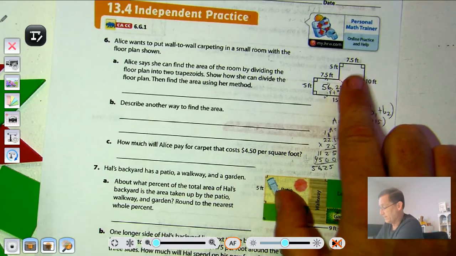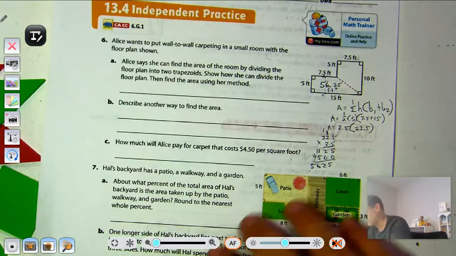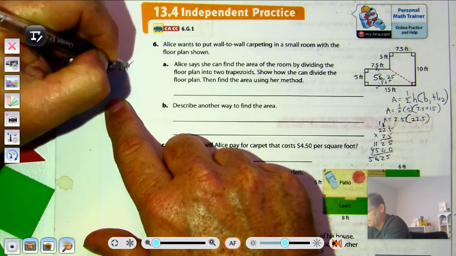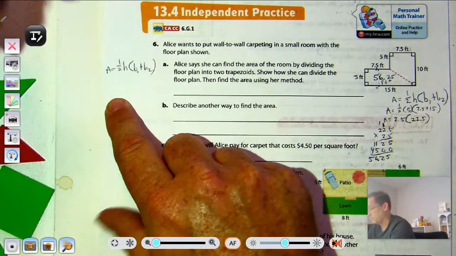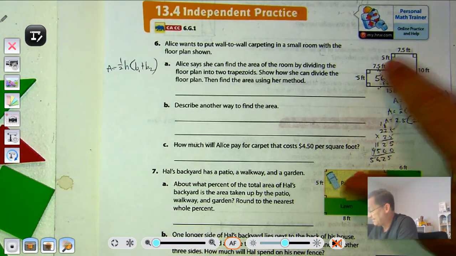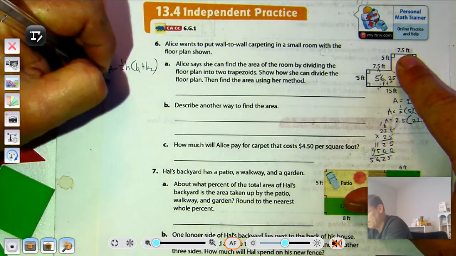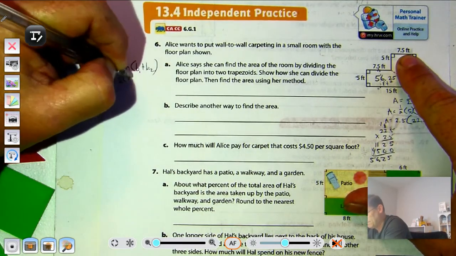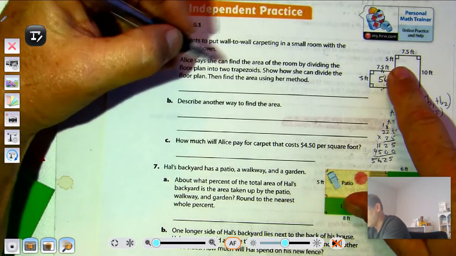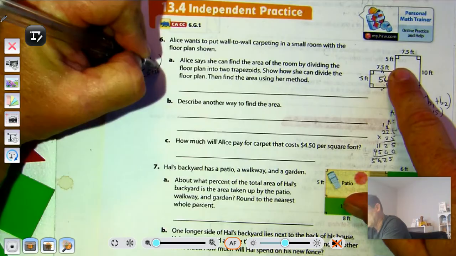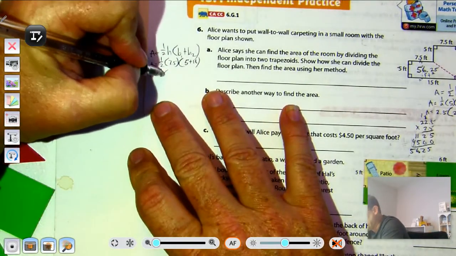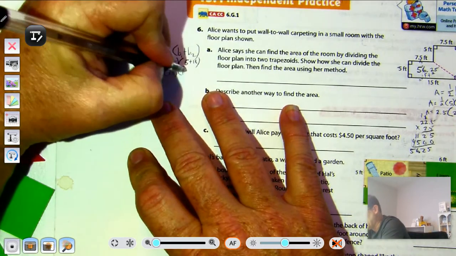Now let's figure out the trapezoid here, the area of that trapezoid. Area equals 1/2 height. And what's the height of this trapezoid? Well, these are going to be my bases, so the height is 7.5. The base we're going to use is 5 plus 10. So we have area equals 1/2, 7.5 times 15.